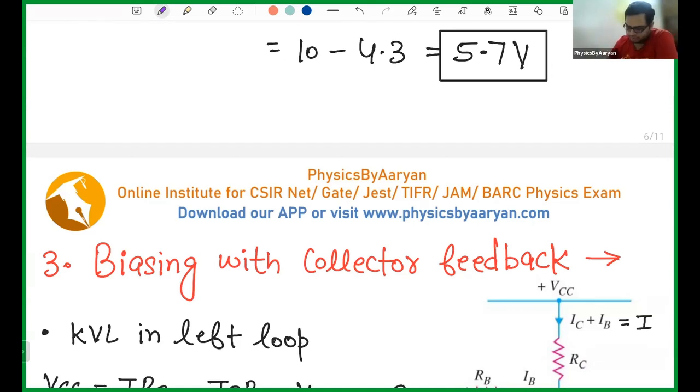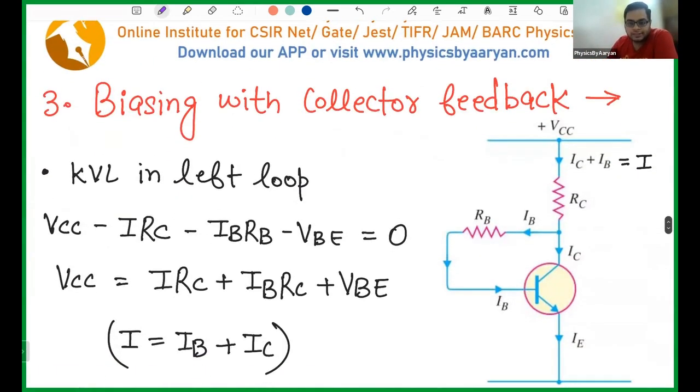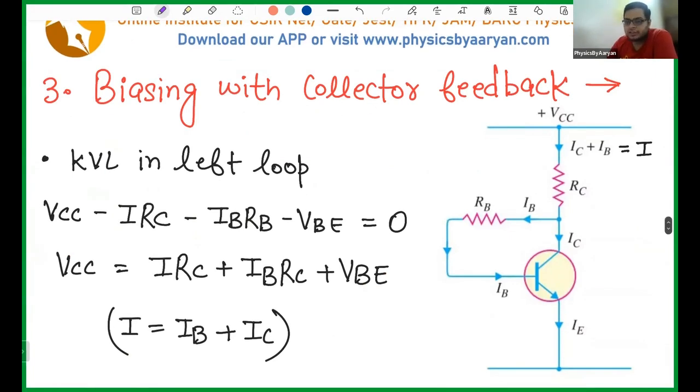Okay. Good. Now, the third method is known as biasing with collector feedback. Feedback basically means that you take an output and bring it back to the input. You can clearly see your output is the collector and your input is the base. If you connect both of them together, it means you are connecting your output to input, which means you are giving feedback. So your current goes from input to output, and then some of that current, not all of it, is given back. Then again, current goes from input to output, and some of it is given back. So this is known as feedback.